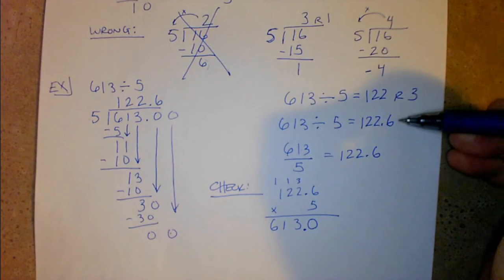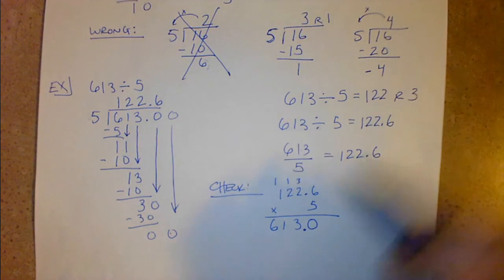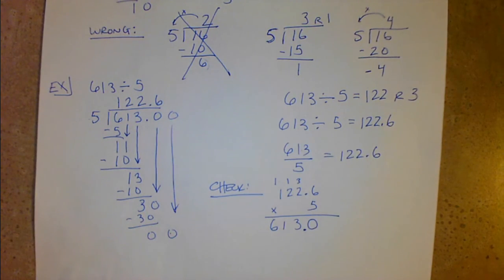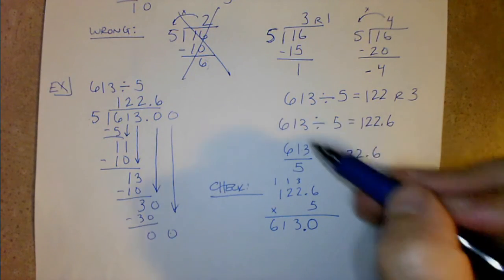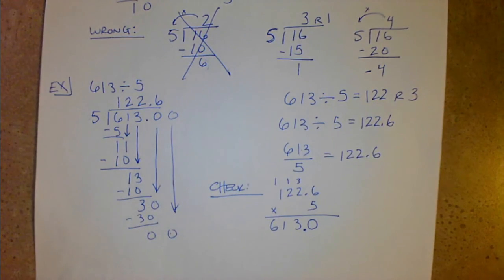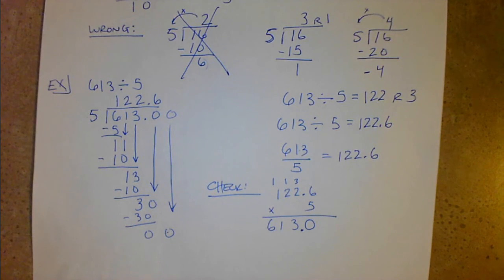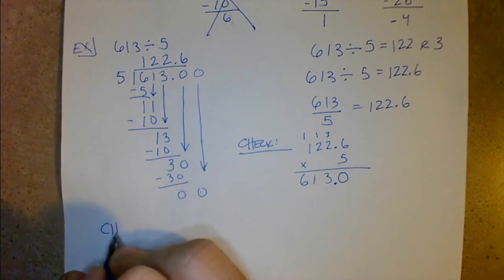So if you need to write your answers as decimals, then this is how you would do it right here. Okay? You would check your answer by taking that decimal, multiplying it by 5. We get 613. We're done. Here's another way to check your work.